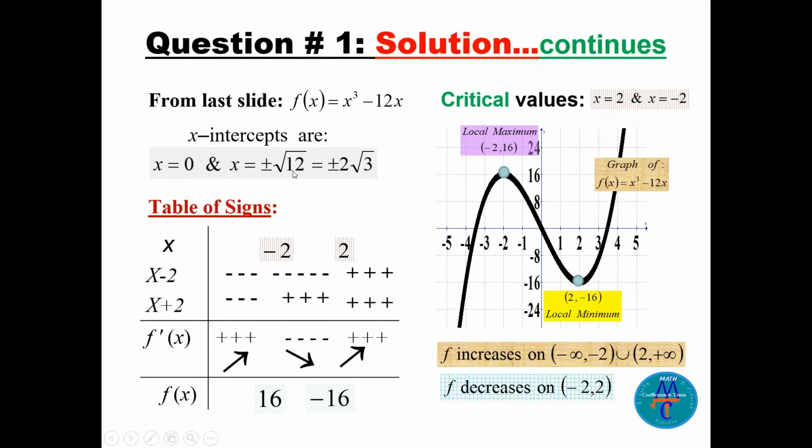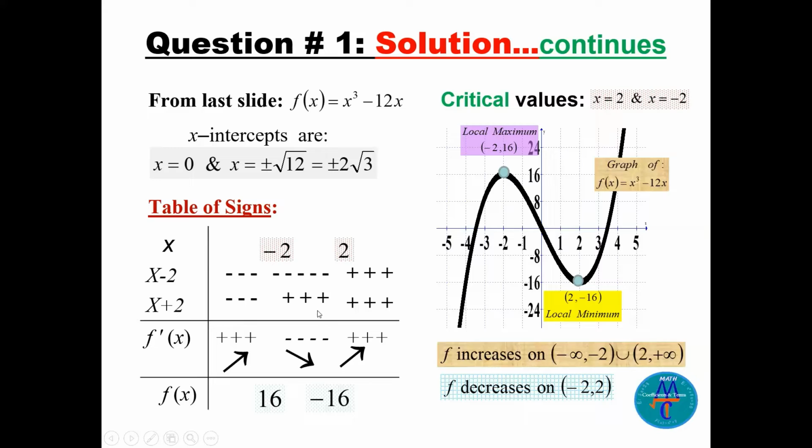So we have the x-intercepts, three values, and the critical values, x equals 2 and x equals minus 2. See, the minus 2 and the 2 are the critical values. So we have the factors x minus 2, x plus 2. Take a number between minus infinity and minus 2. This will be negative and negative. When you multiply, you get positive. f prime is positive, means f of x is increasing.